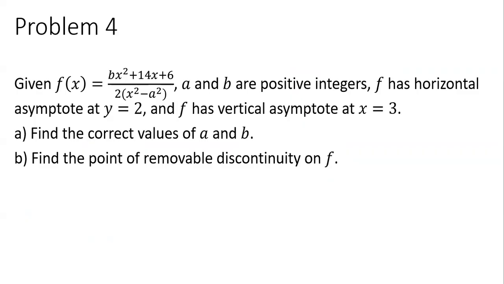Okay, number 4, last, actually no, there's a few more. Given f of x is this guy, a and b are positive integers, f has horizontal asymptote at y equals 2, f has vertical asymptote at x is equal to 3. Find the correct values of a and b. Find the point of removable discontinuity on f. So go ahead and try this first on your own.